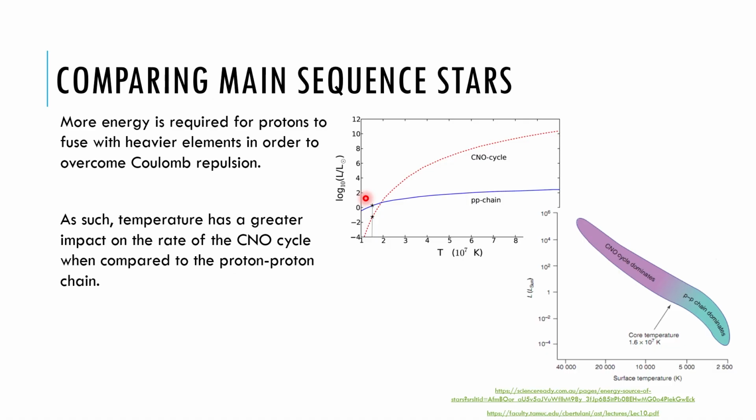And we can actually see this trend in our HR diagram when looking at main sequence stars, as we see higher surface temperature stars having CNO cycle dominant nuclear processes, whereas some of our smaller stars are more proton-proton chain dominant. And then we have a middle ground section of the main sequence as well, where there are, relatively speaking, equal or even amounts of both the proton-proton chain and the CNO cycle occurring.